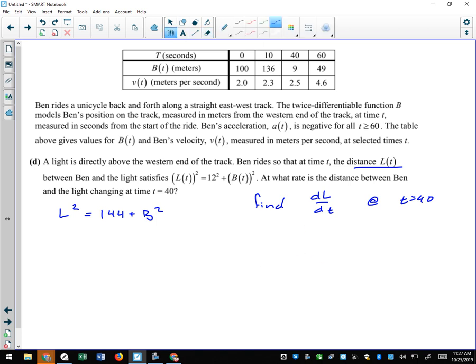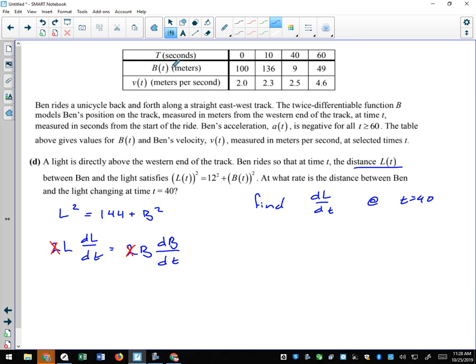Anyway, so I'm going to need to differentiate this. So 2L dL/dt is equal to 0 plus 2b db/dt. We good? And in the case of Pythagorean theorem, to make the numbers a little bit smaller, you can always divide by 2 and knock out those numbers. Then we start plugging in, and here's a booger. We don't have anything, right?